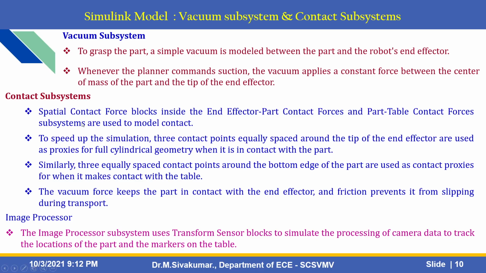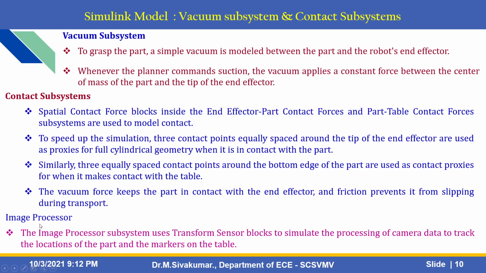The contact subsystem uses spatial contact force blocks. The spatial contact force block is available inside the end effector part contact forces and part table contact forces subsystems, which are used to model the contact subsystem. To speed up the simulation, 3 equally spaced contact points around the tip of the end effector are used as proxies for full cylindrical geometry when it is in contact with the part. Similarly, 3 equally spaced contact points around the bottom edge of the part are used as contact proxies for when it makes contact with the table.